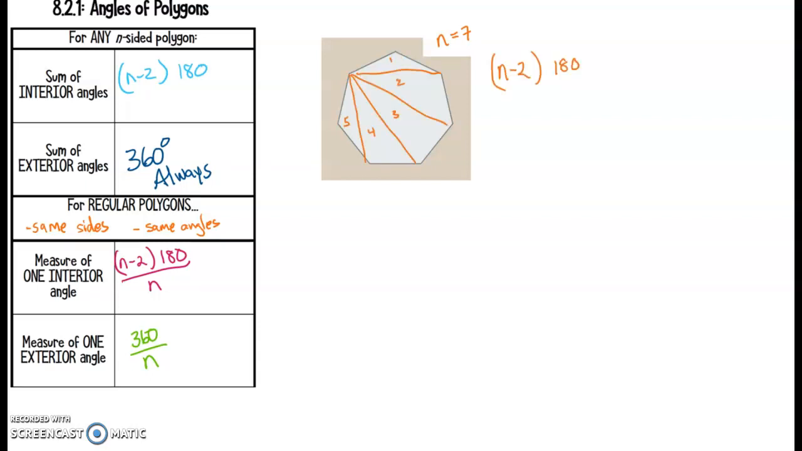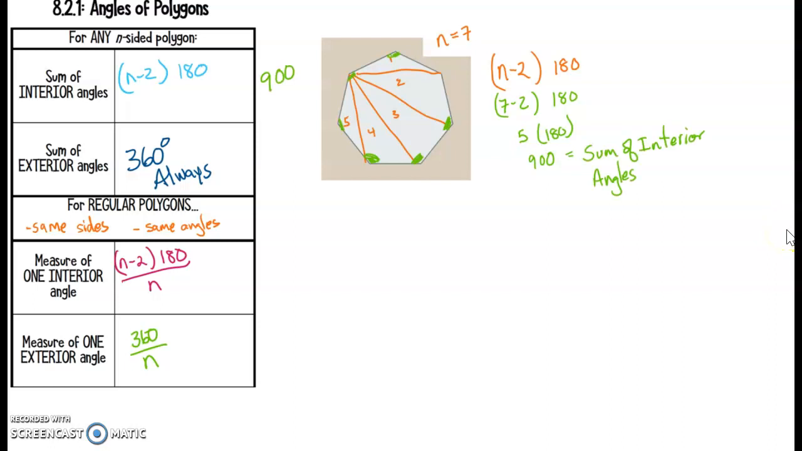Our formula for that is (n minus 2) times 180. If you're wondering where that comes from, n minus 2 is the number of triangles that we can form. In this case, it would be 5. So (7 minus 2) times 180 is really 5 times 180, or 900. So that's the sum of all of these interior angles.